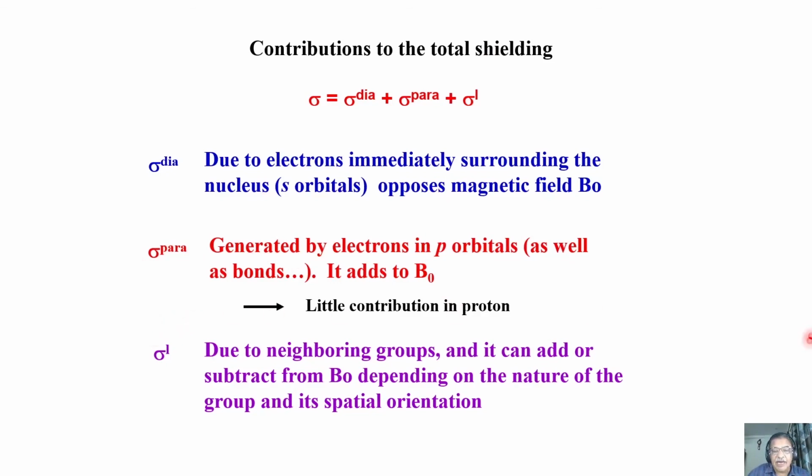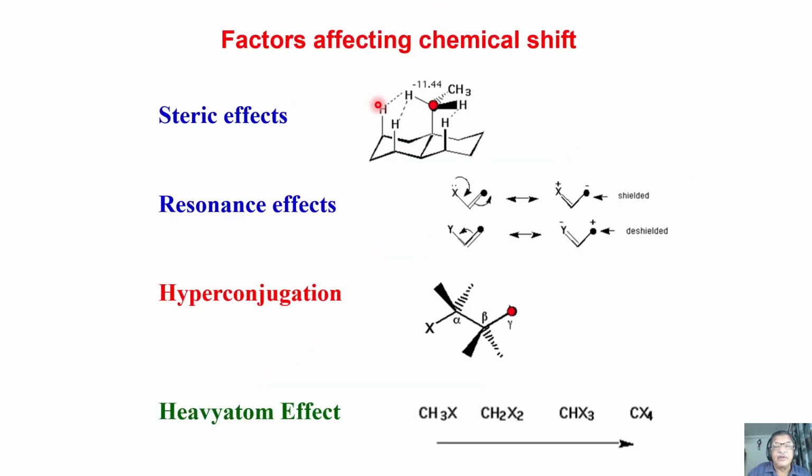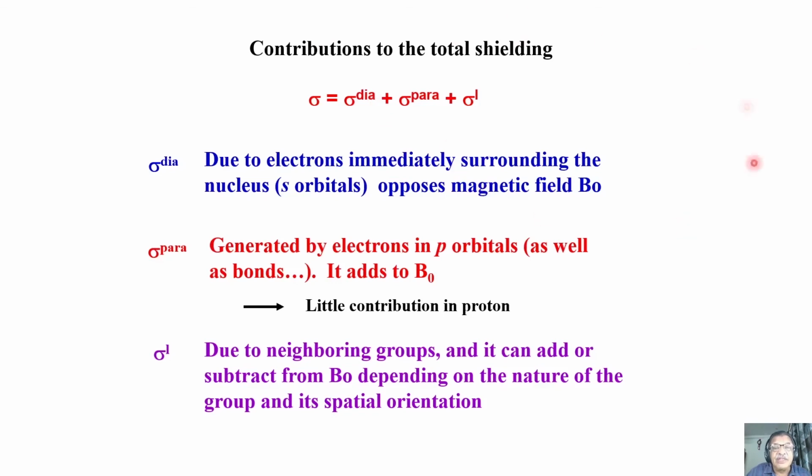What is the third contribution? It comes because of the neighboring group. This can add or subtract depending upon the nature of the substituent. If I have an electron withdrawing group, it can withdraw electrons. If I add an electron donating group, it can give electrons. As a consequence, the peak can move anywhere in the spectrum. It can move to high field or it can move to low field. Remember, all these contributions make up the total contribution to the chemical shift. Don't forget that.